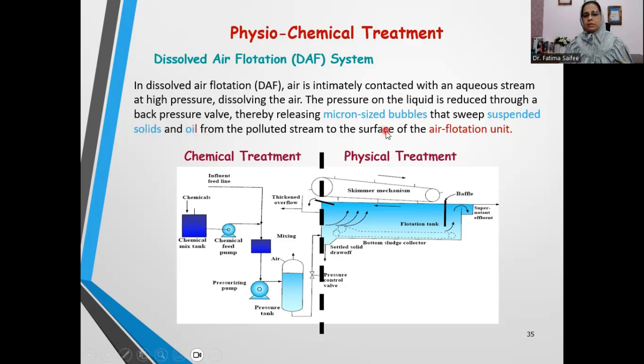Already in the last slide, I have explained how flotation works, how oil particles can be separated, and when they become a layer of scum they can be easily removed from the water. That is the same treatment. The chemical part and the physical part will come into this picture.